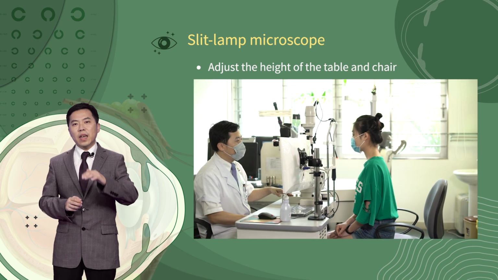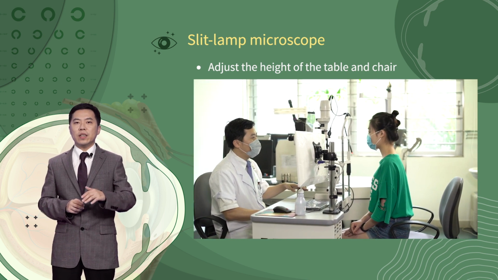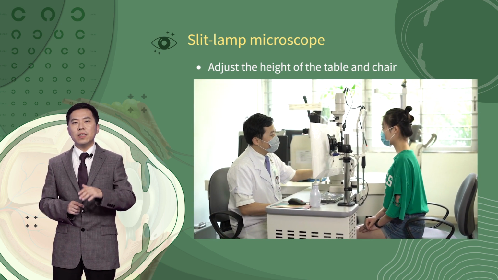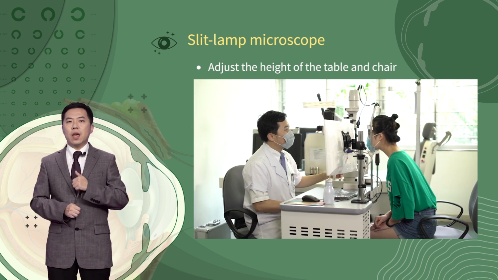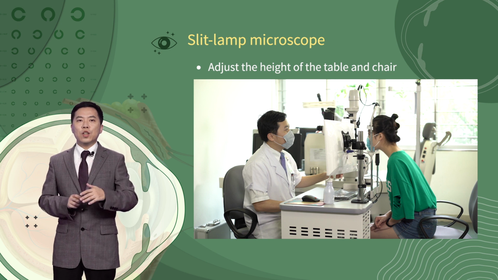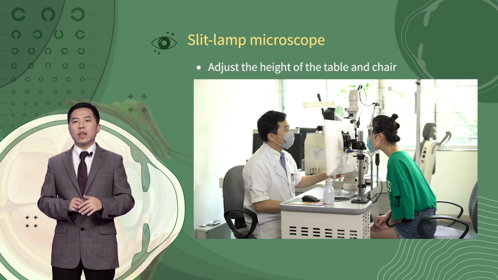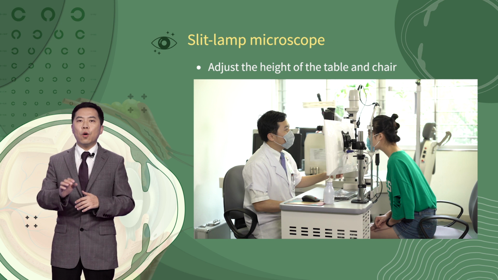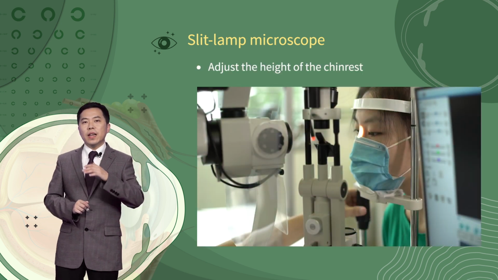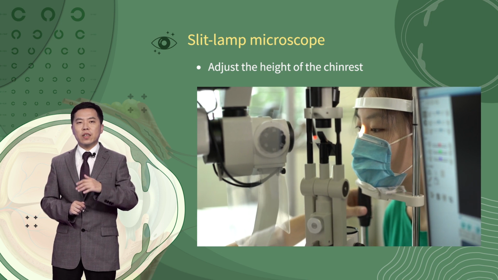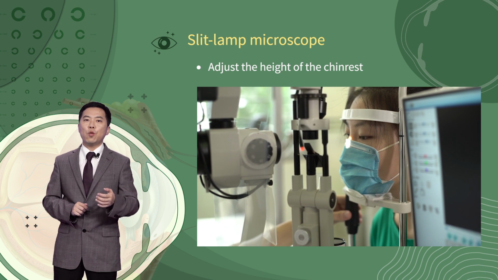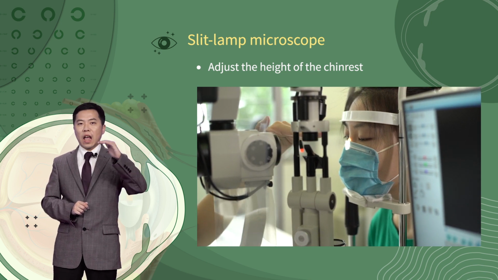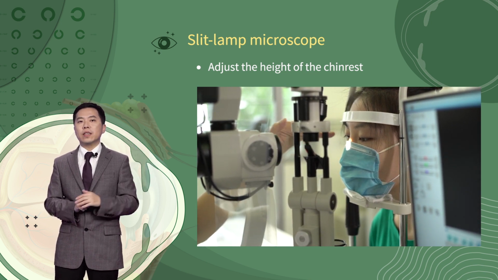Third, the height of the table and chair is adjusted so that the patient can be comfortably positioned. Invite the patient to put the chin on the chin rest and the forehead forward to the headrest. Fourth, the height of the chin rest is adjusted by turning the knob on the side of the chin rest so that the patient's eyes are at the same level as the marker.